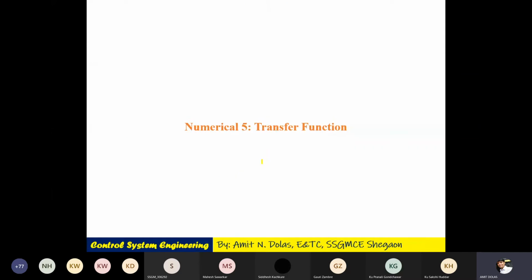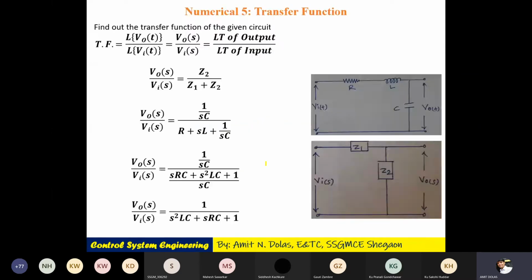Then moving to the next numerical, that is numerical number 5. Find out the transfer function of the given circuit. You can see similar kinds of circuits are there, just with small changes. Some values may be different, and some parallel or series combinations may be at different places. So ultimately these are RLC circuits. So we have R and L in series, and towards the output we have the capacitor C. We have to find its transfer function.